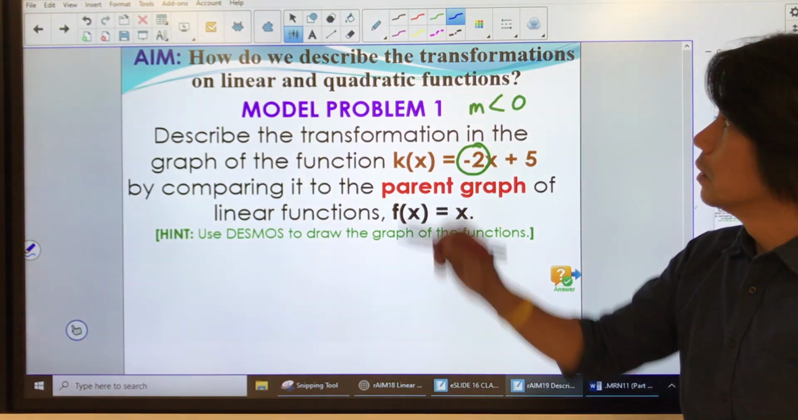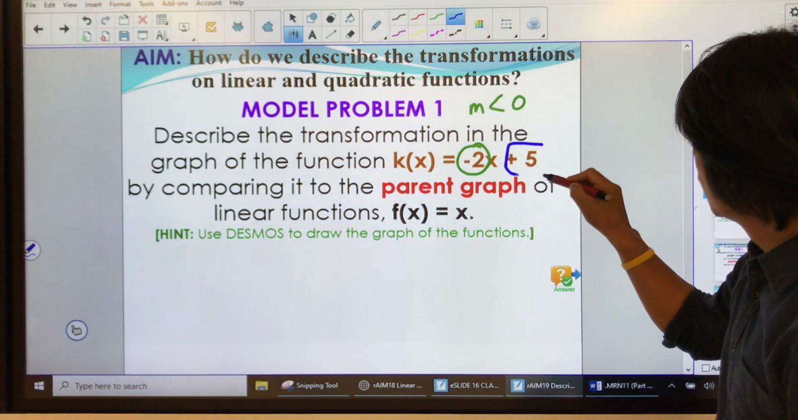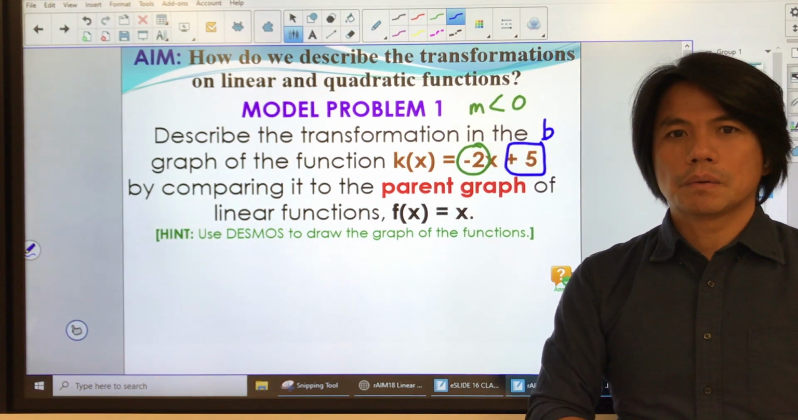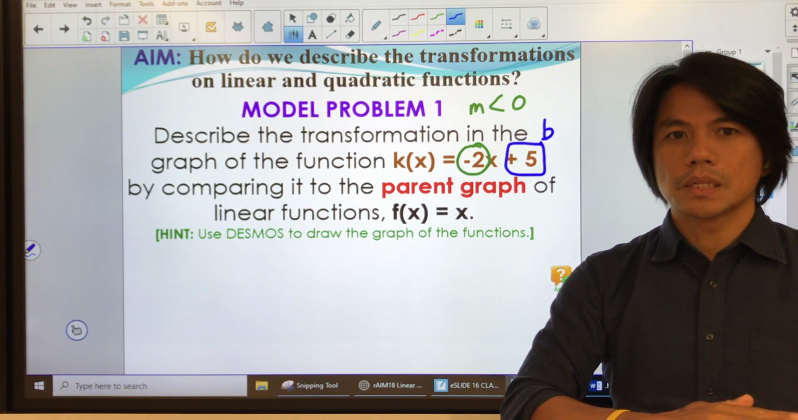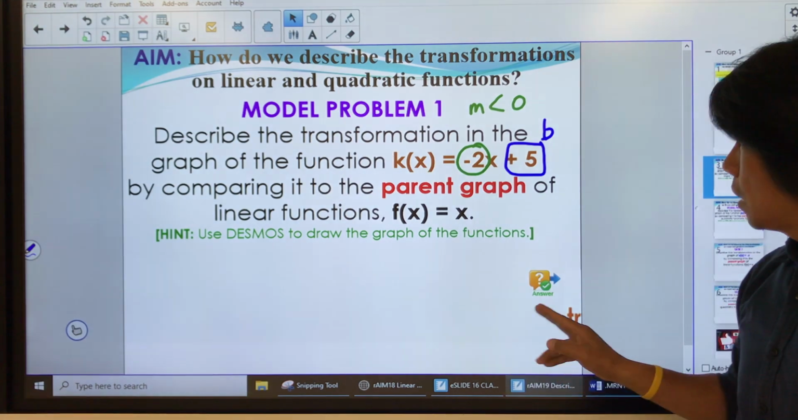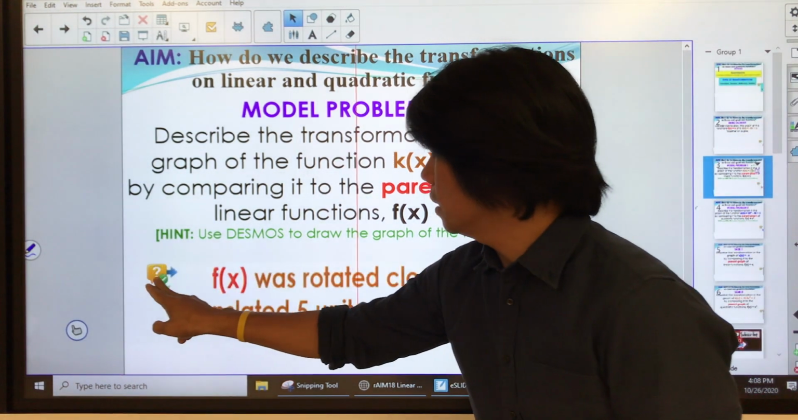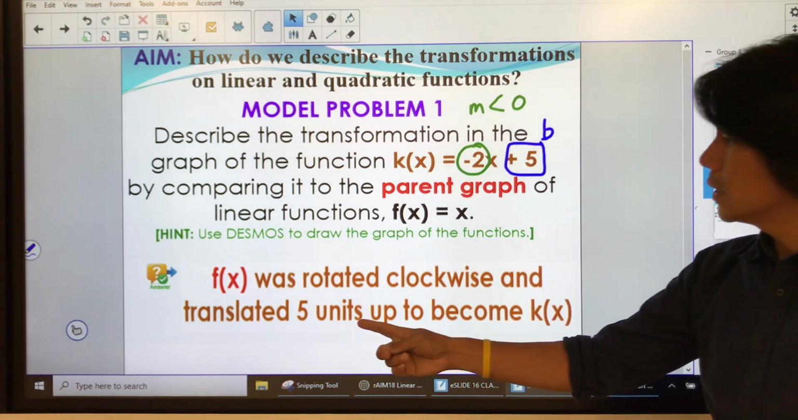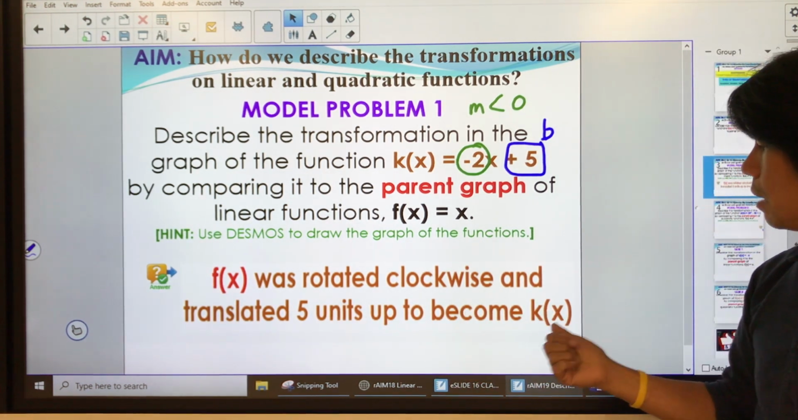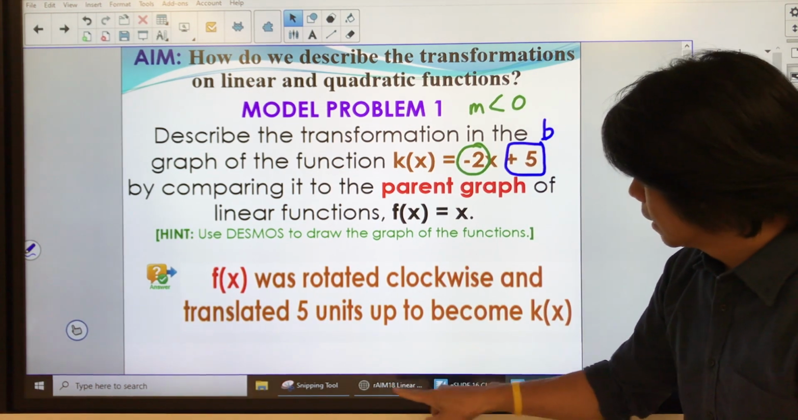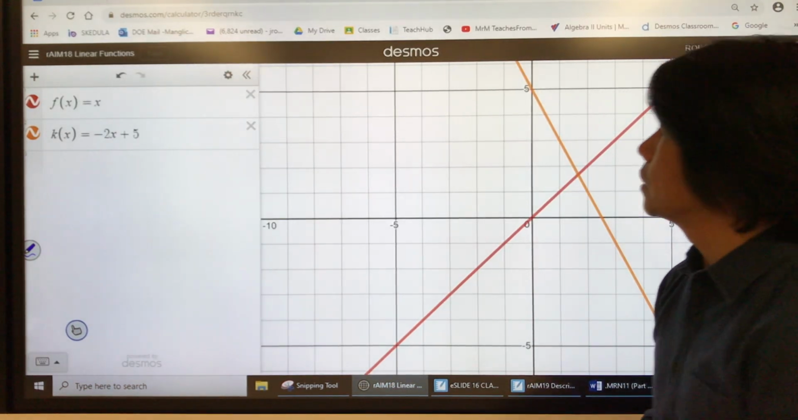And also, if b is positive, so the graph or the parent graph translates what? Up. So now how do we describe the transformation? It's right here. It says f of x was rotated clockwise and translated 5 units up to become k of x. Let's prove that. Let's show an evidence if that is true.